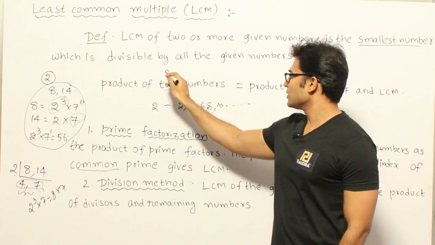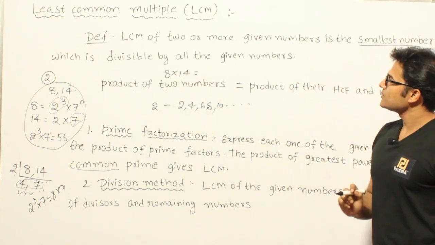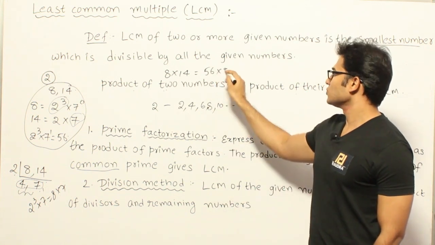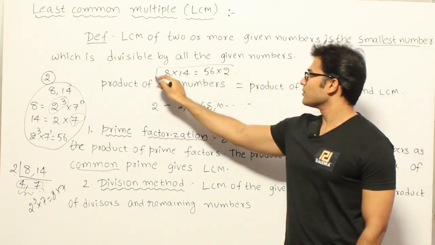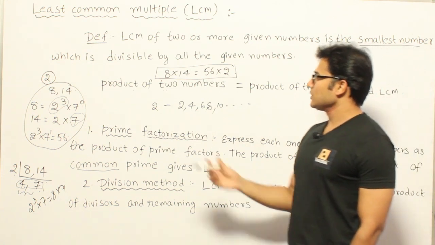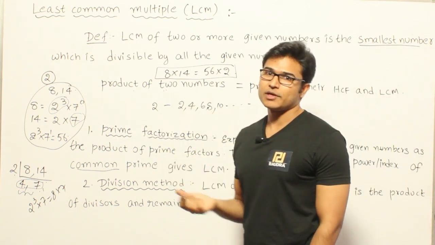So which means if you take 8 into 14, this will be equal to their LCM 56 times GCD, which is 2. HCF or GCD is 2. Now these two will be equal, you can check it. And one more thing, this point is applicable only for two numbers. If you have more than two numbers, you can't apply it.